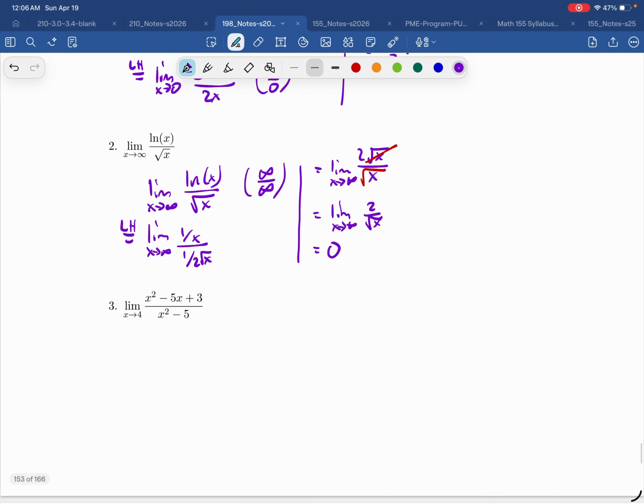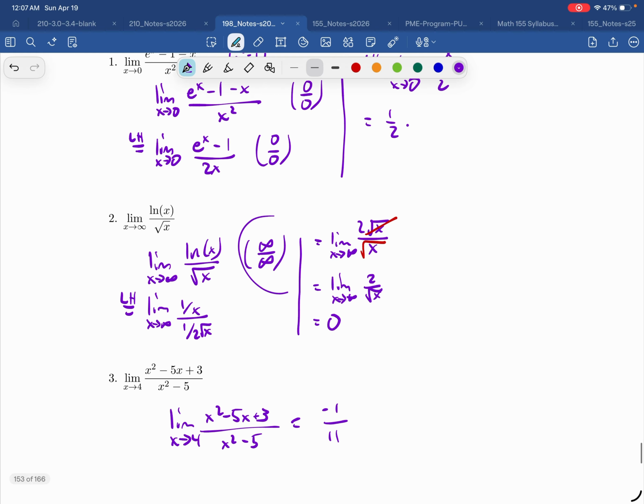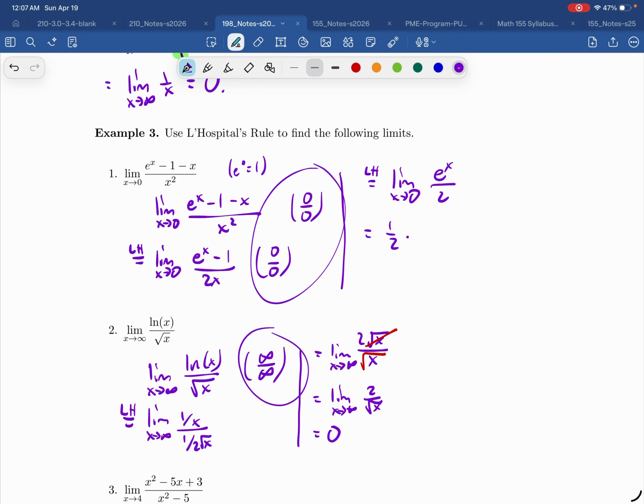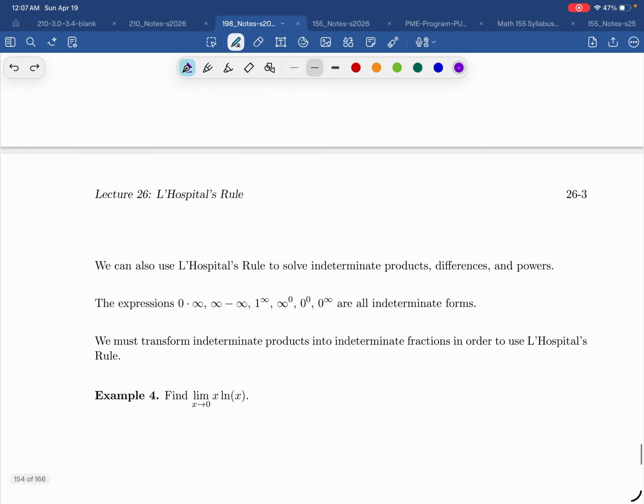All right, now pause the video. Try to do example 3. Okay? If you got an answer of maybe 3/8 or negative 3/8, you are wrong. Because we do not use L'Hopital's rule in this situation. The limit does not give us an indeterminate form. It gives us, I believe it's negative 1 over 11. So that's your answer. So just make sure that you have an indeterminate form before using L'Hopital's rule. Otherwise, you're not allowed to use it.